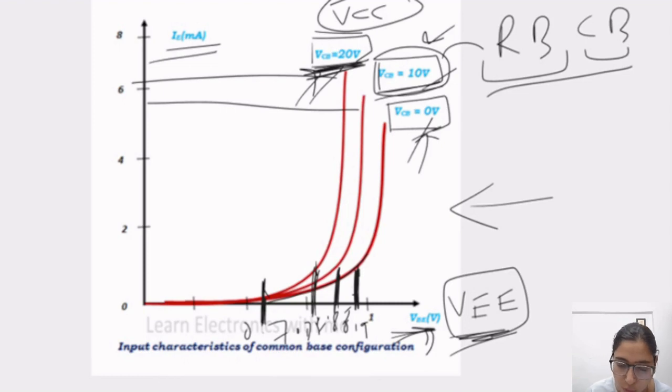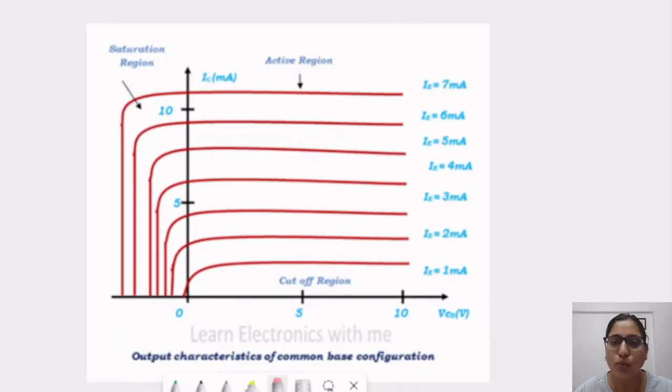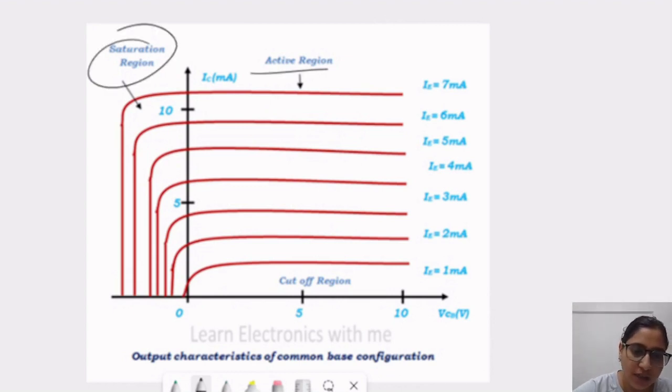Now we will discuss output characteristics. So this is the output characteristic diagram. In this we can see that the input current, the emitter current IE, is constant, and we are considering IC as the output current. From this region, we can see that this is our saturation region, this is the active region, and this is the cutoff region.